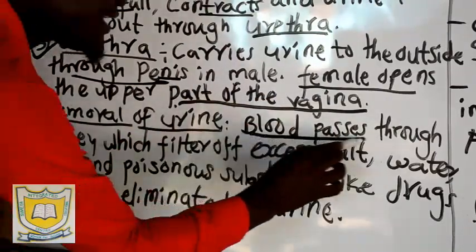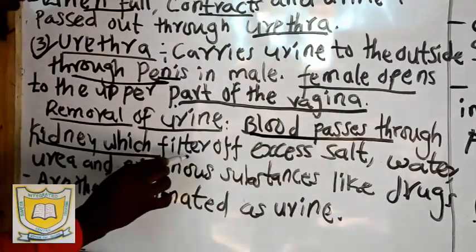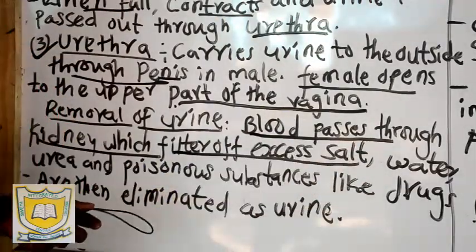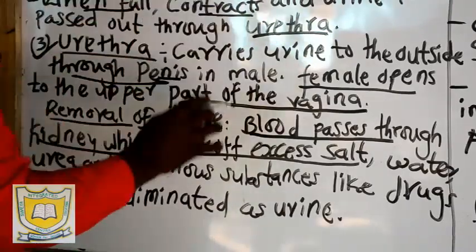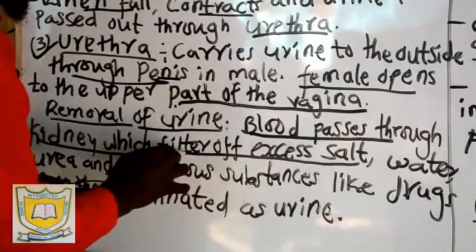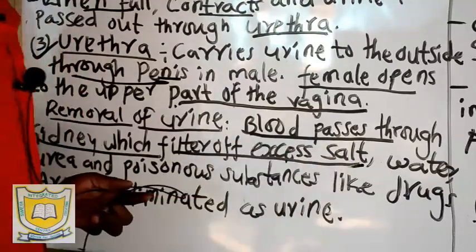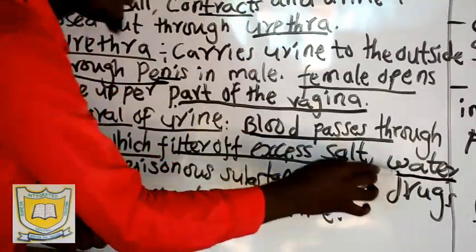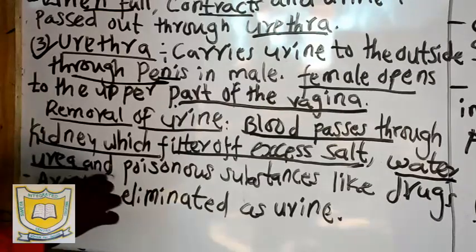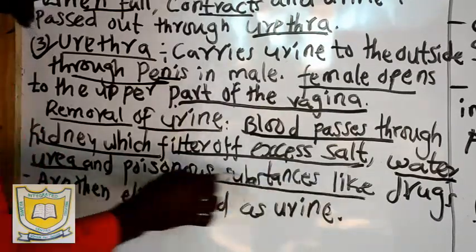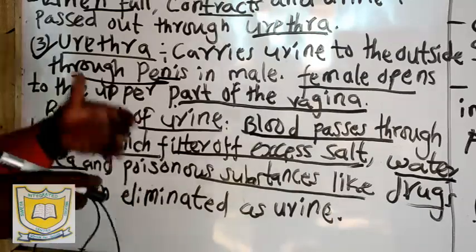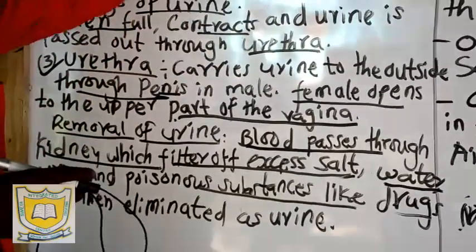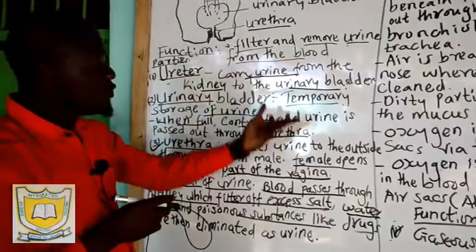Blood passes through the kidney, which filters excess salt, excess water, and excess urea, and also poisonous substances such as drugs. You will be asked in an exam, which part of the excretory organs filters or removes drugs?